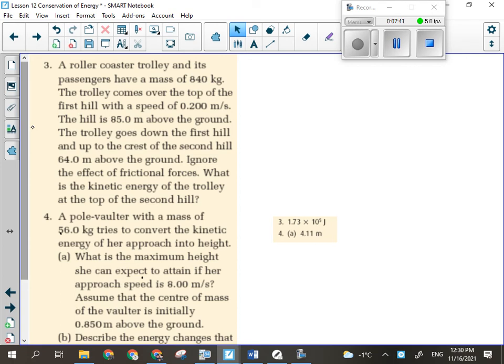When it's at the top of the first hill, it's moving at 0.2 meters per second. Hill's 85 meters high. Trolley goes down the first hill and up the crest of a second hill, which is 64 meters above the ground. Ignore the effective frictional forces. What is the kinetic energy of the trolley at the top of the second hill? They're not even asking you to calculate the speed, which would be a little bit more involved. They're only asking for the kinetic energy. Okay, give you a few minutes and see if you get that one.